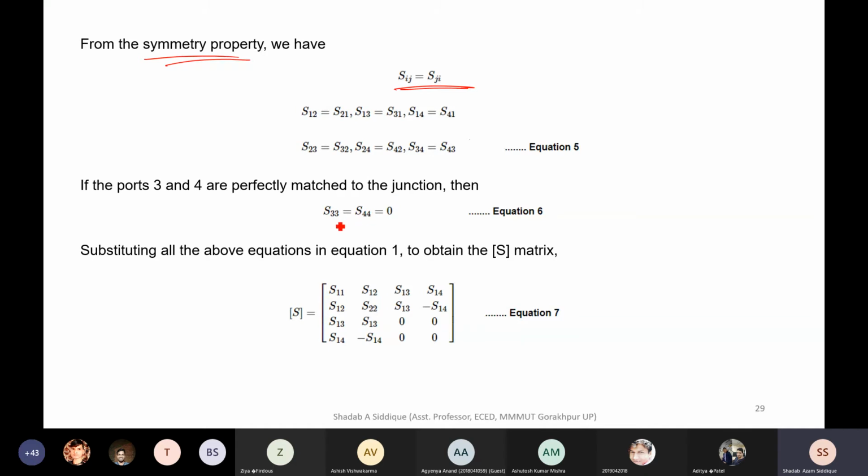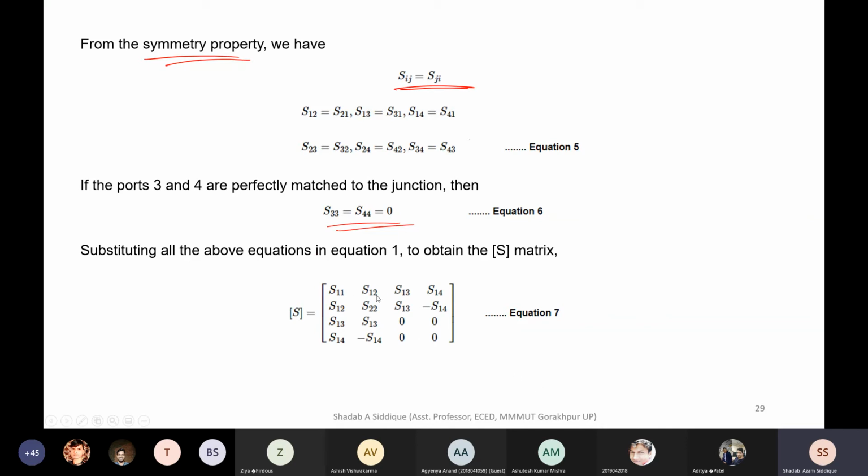So we assume that we are applying input from port 3 as well as port 4, then this should be perfectly matched. Okay, so we have taken port 3 and port 4 which are perfectly matched. So we can substitute all the above equations in equation number 1 and we'll try to find out. So this is the redefined matrix.